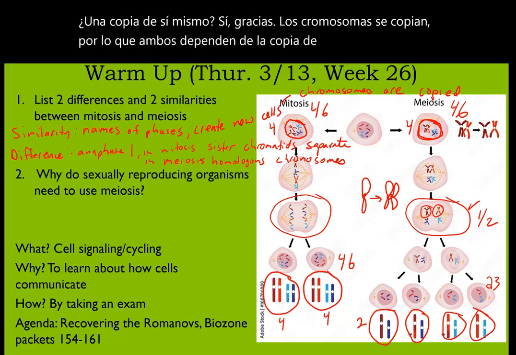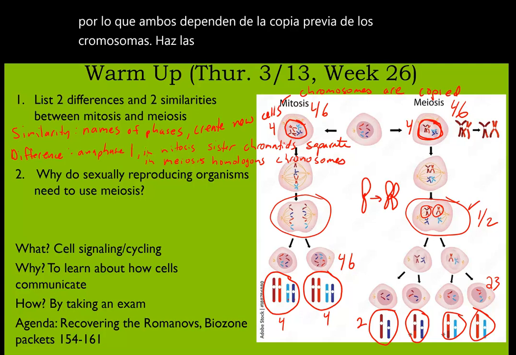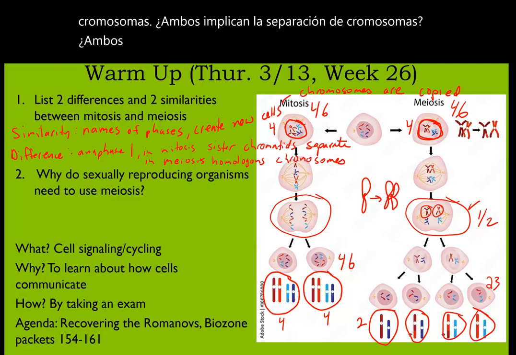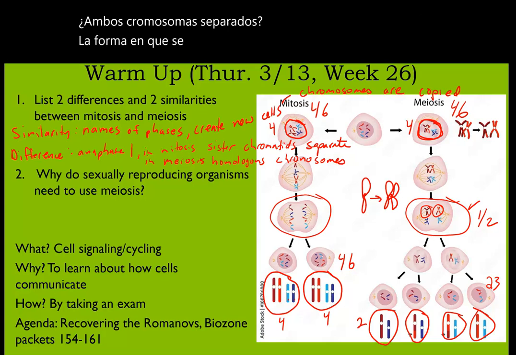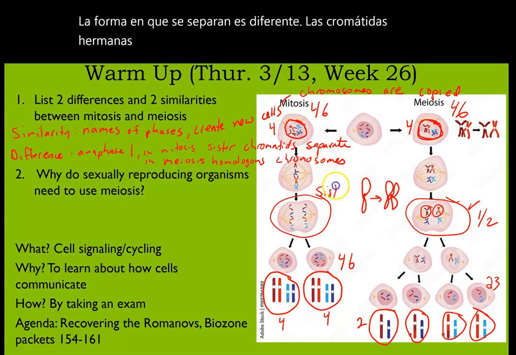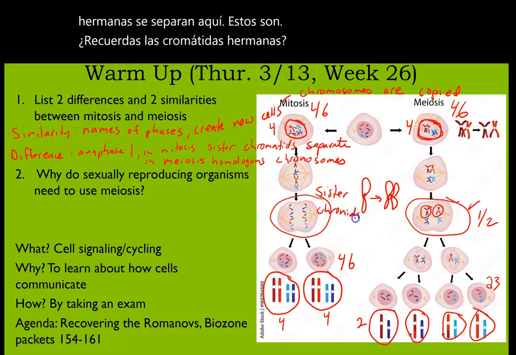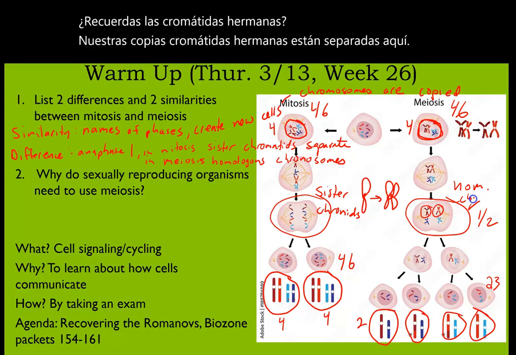Do both of them involve separating chromosomes? Do they both separate chromosomes? Yeah, just how they're separated is different. Sister chromatids are separated here. Remember the sister chromatids are copies. Sister chromatids are separated here. The homologous chromosomes are separated.